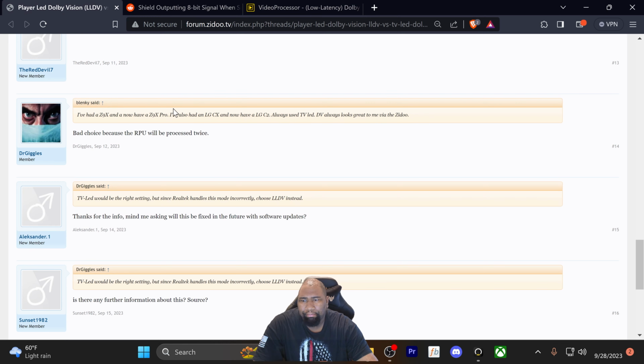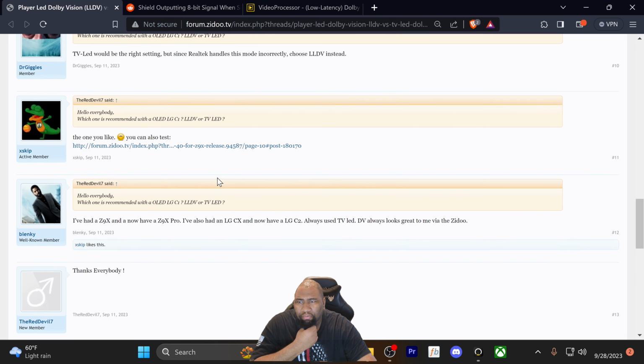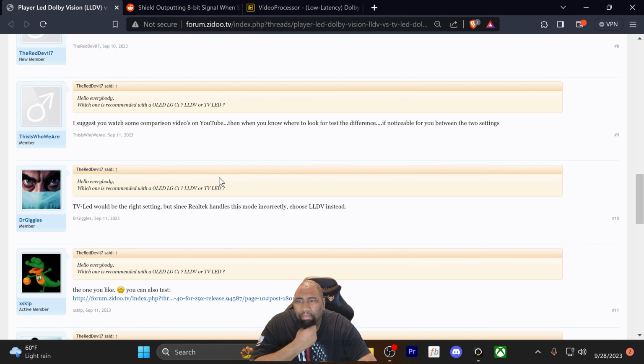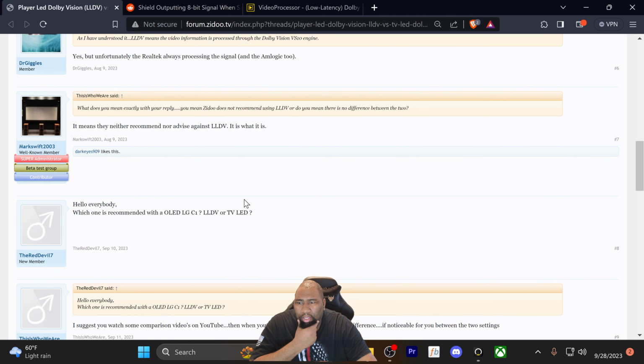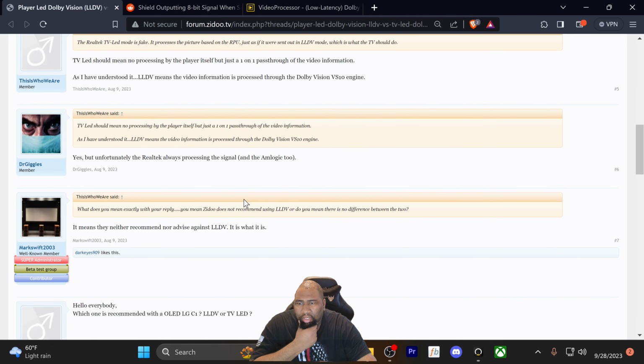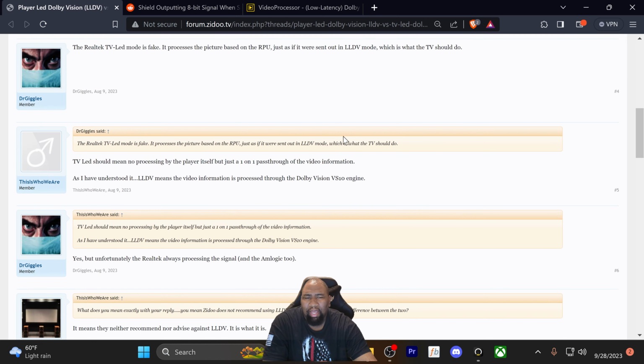Now, this official Zidoo forum here, some people are talking about it. They're saying that essentially the Realtek is processing the signal incorrectly when it comes to the TV LED. So you should always go with the default option, which is on Zidoo. It's going to be LLDV, which is low latency Dolby Vision. And they process things through their Dolby Vision VS10 engine, which I'm actually using now.